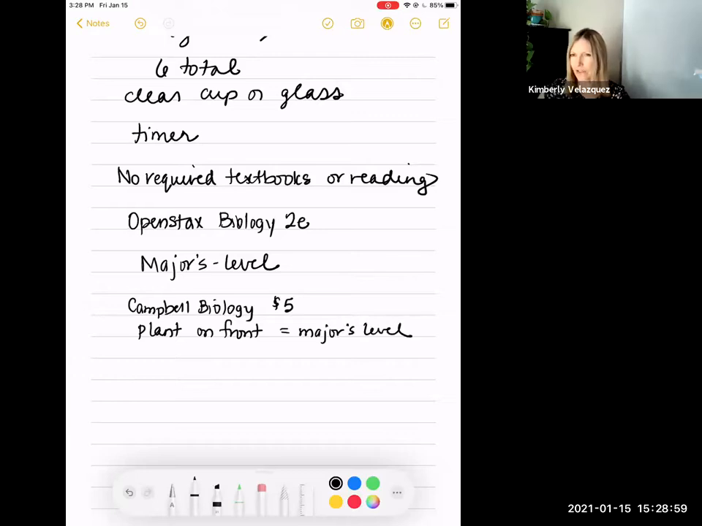It's nice to have a textbook if you go on to take a higher level biology class, such as anatomy, physiology, microbiology, majors level bio. It's good to have a hard textbook. So it's totally up to you. It's not required for this class, no required reading, completely up to you whether you get one or not.